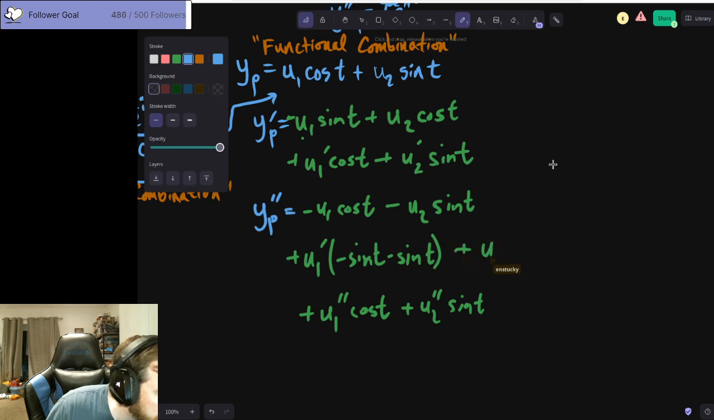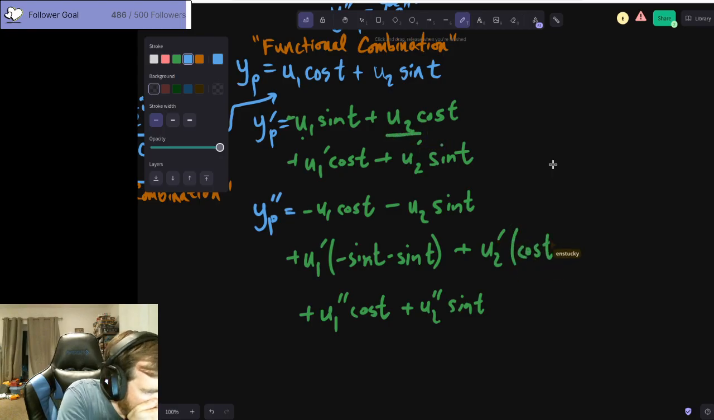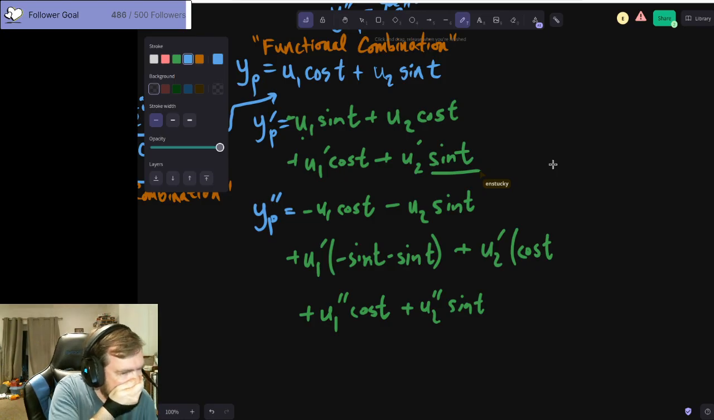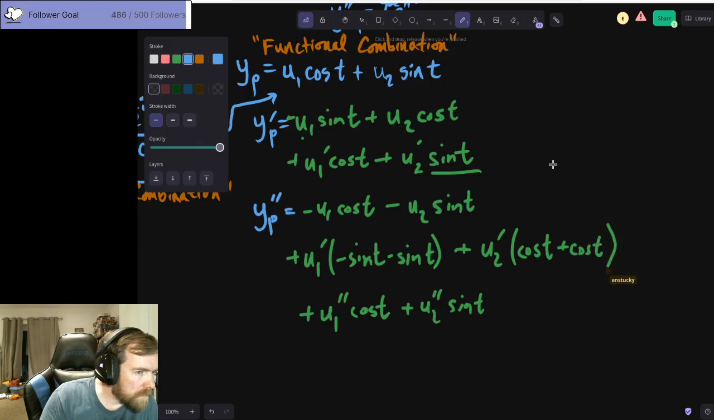And u2 prime, same deal. We get it from differentiating that, so we get to keep the cosine t, and also get it from differentiating that sine, which is another positive cosine. Could have predicted that, but we didn't.